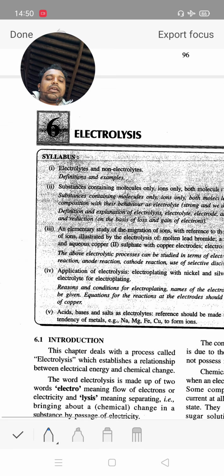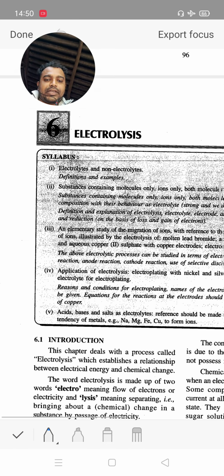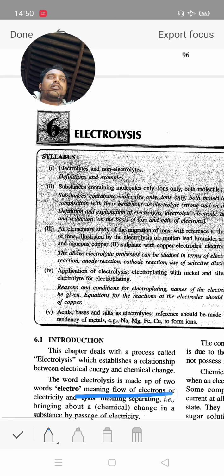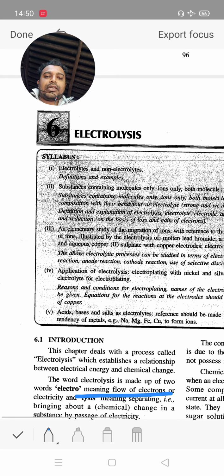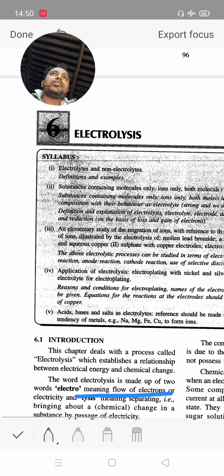Electrolysis. Electrolysis has two words. Electro means flow of electron or electricity, and lysis means breaking or separating. We already discussed that metals act as good conductors and non-metals act as bad conductors or non-conductors.